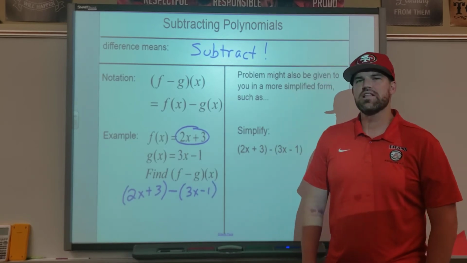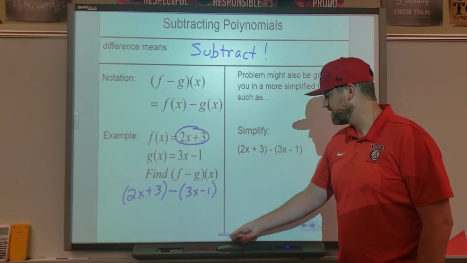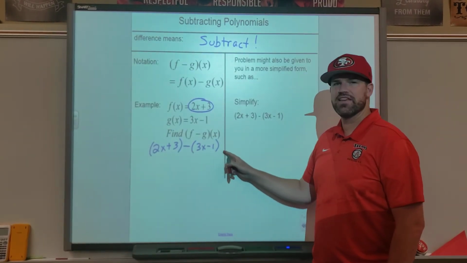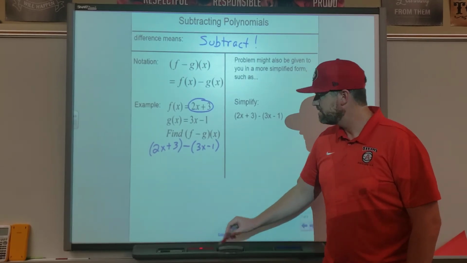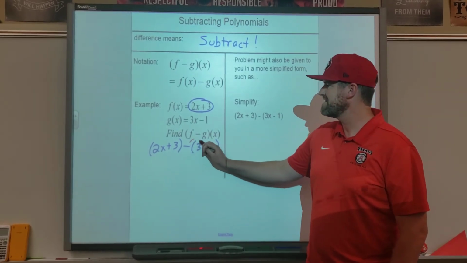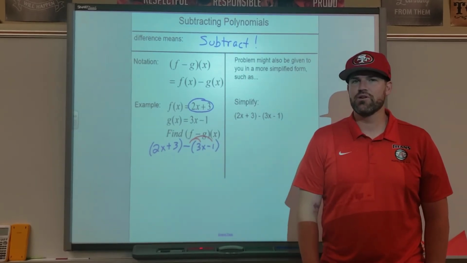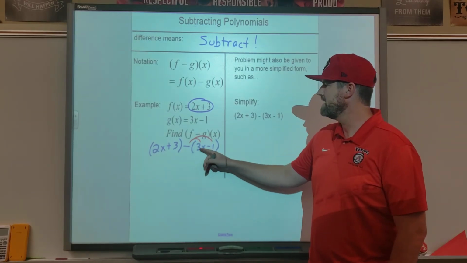And now it looks a lot like addition. However, we have to be extra careful because we have to subtract everything from the second function. So what I would recommend is distributing this negative as a reminder that we have to subtract both of those. So if we distribute the negative, this becomes minus 3x.